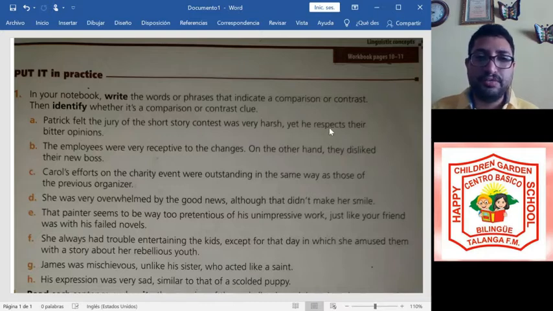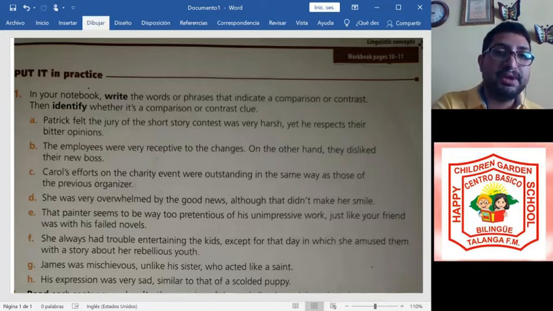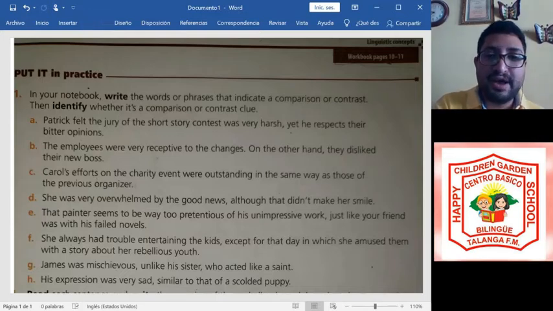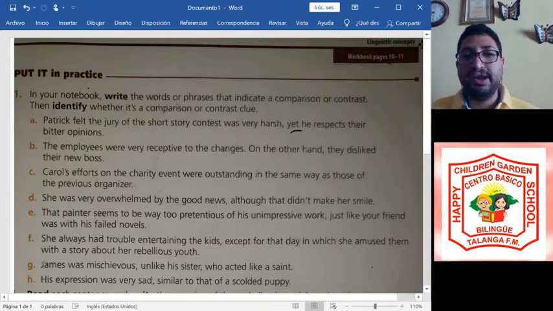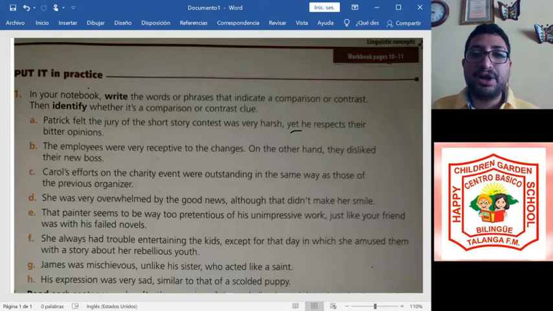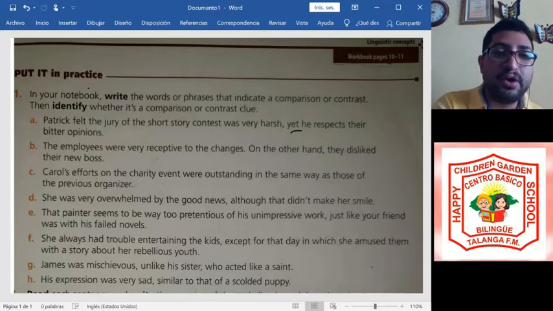So what you're going to do, we're going to read the sentence. Patrick felt that the jury of the short story contest was very harsh, yet he respects their bitter opinion. So what is the word that is going to tell us a meaning in here? We're going to have yet. So we're going to highlight yet, and yet is telling you what? Is a compare or is a contrast. In this case, harsh is the same as bitter. They are hard.